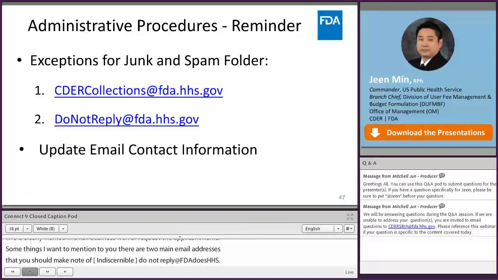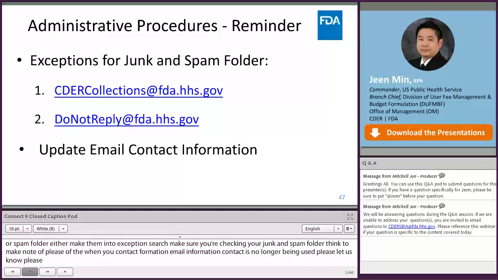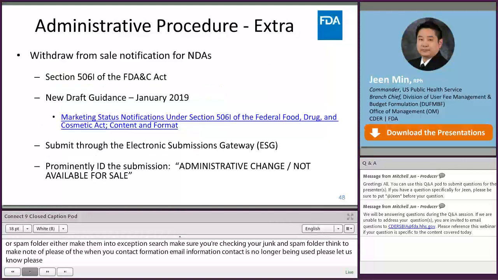Another thing to make note of is please update us when your contact information changes, specifically the email information. If for one reason or another a contact is no longer being used, please let us know and please provide updated information so when we do send out our documentation or information, we send it to the correct email address. Otherwise, it might go to the old email address, and you'll never receive it.